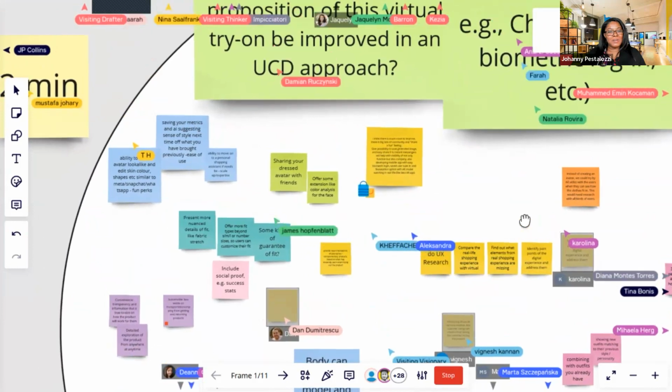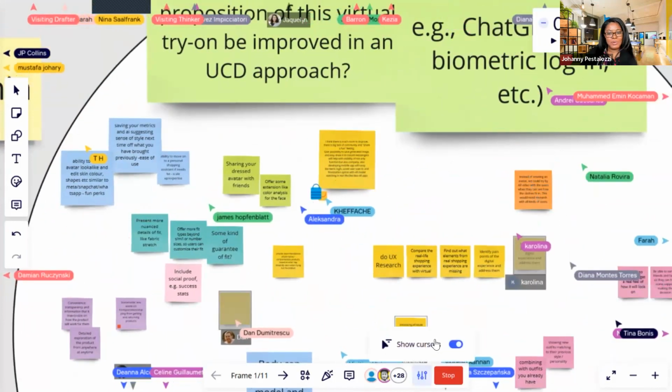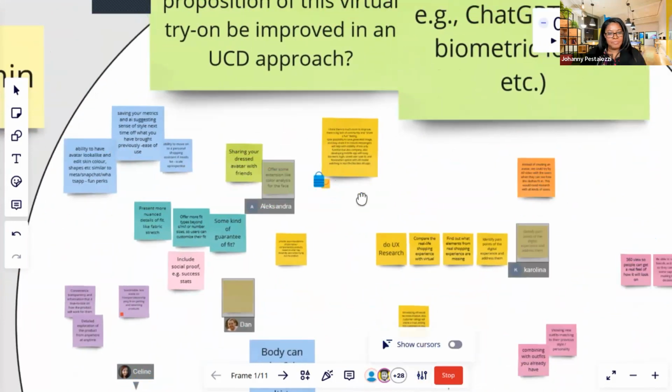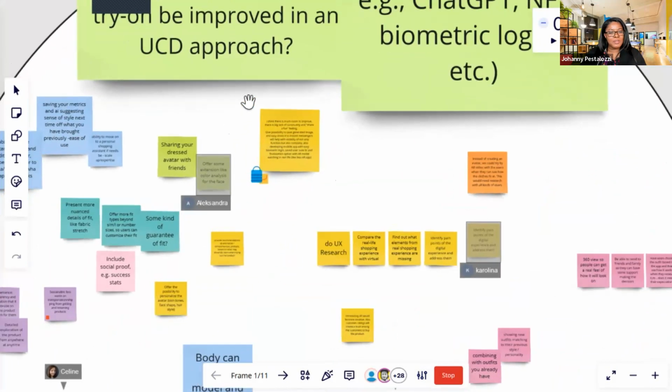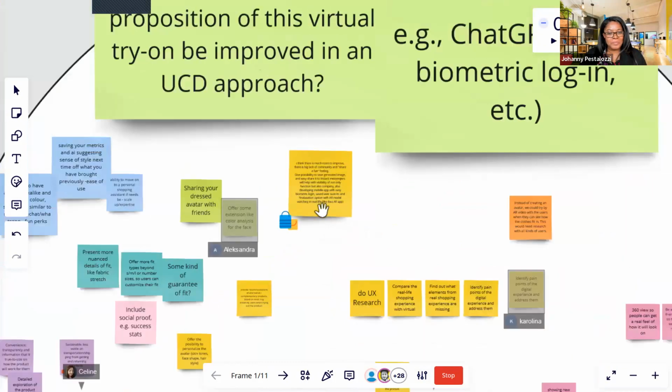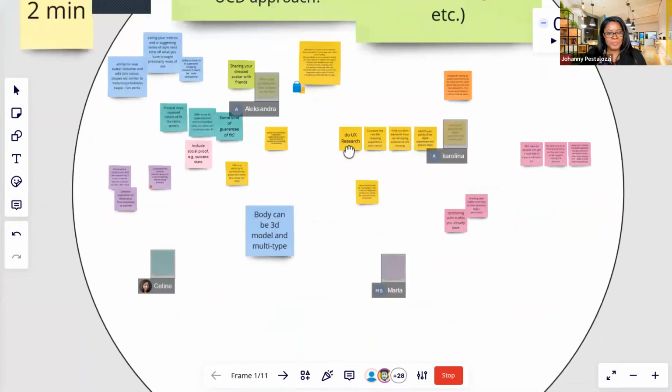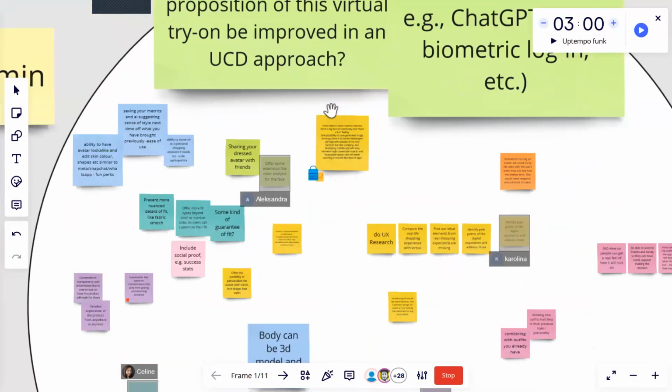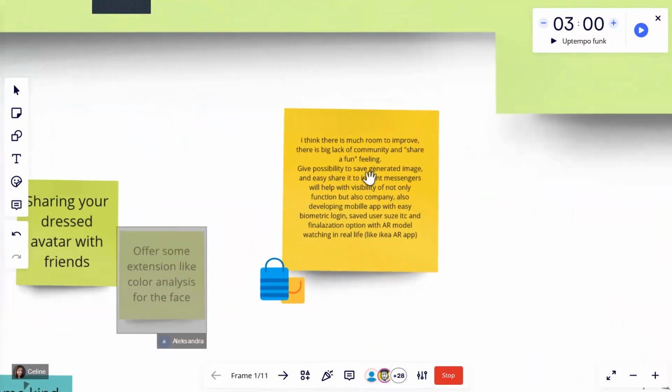All right, time's up. So let's have a look at what we got here. Okay, so we have someone here who would like to describe some of their suggestions to improve this product. Please unmute yourself and let us know what you think.